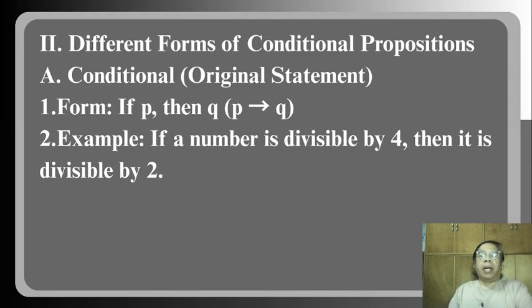Different forms of conditional propositions. A. Conditional, the original statement. Form: if P then Q. The symbolic form is P right arrow Q, read as if P then Q. Example: if a number is divisible by 4, then it is divisible by 2.